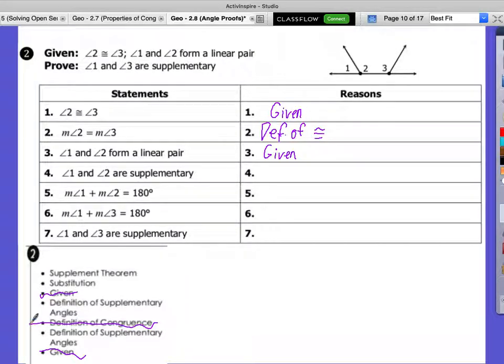So now we took kind of a left turn and said, hey, this one's given. Angle 1 and angle 2 form a linear pair. So now we're saying, if they form a linear pair, they are now supplementary. Did we go from words to math or math to words? No, so it's probably not a definition. So what might we be doing? Check what theorem? It would be our supplement theorem. Supplement theorem says if two angles form a linear pair, they're supplementary.